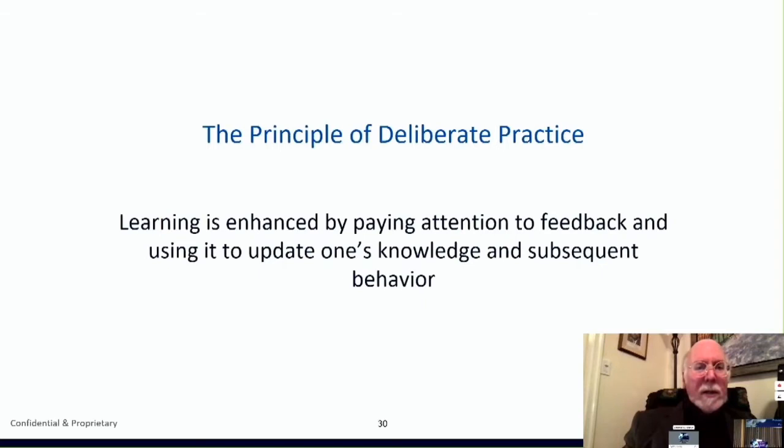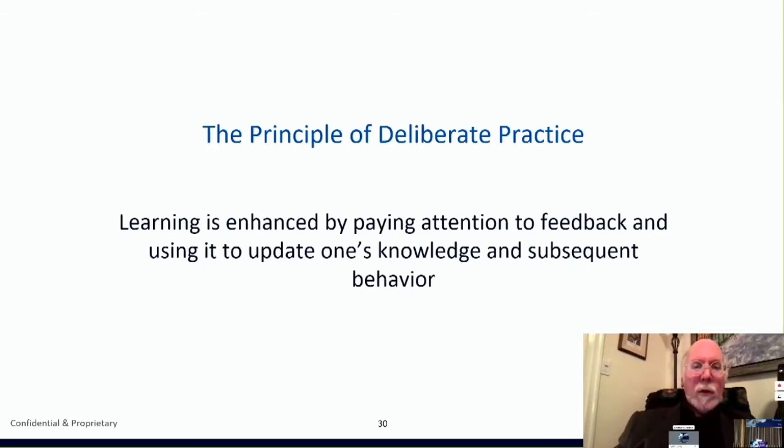In deliberate practice, learning is enhanced by paying attention to feedback and using it to update one's knowledge and subsequent behavior. So here's a classic case. I taught in France for a year. I wanted to learn the language, so I hired a native speaker to be my tutor. So I would say a word, and she'd listen, and then repeat it back the way it should sound. The accent was proper. I would listen to what she said and compare it to what I said, and then I would say it again, trying to minimize the difference, trying to be more like her. So that's deliberate practice. You don't just say it over and over again. You pay attention and try deliberately to improve based on a model. In this case, the tutor was the model.